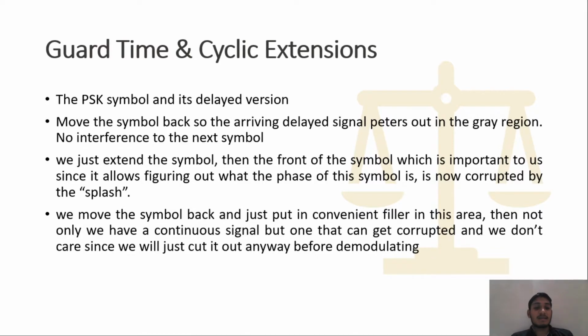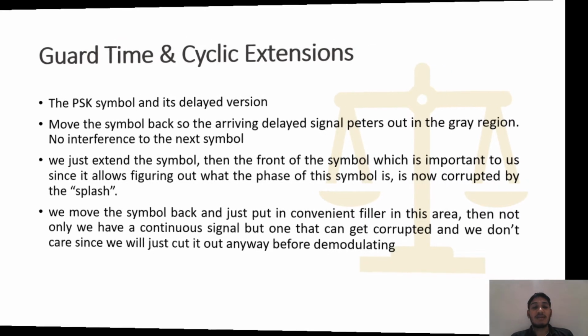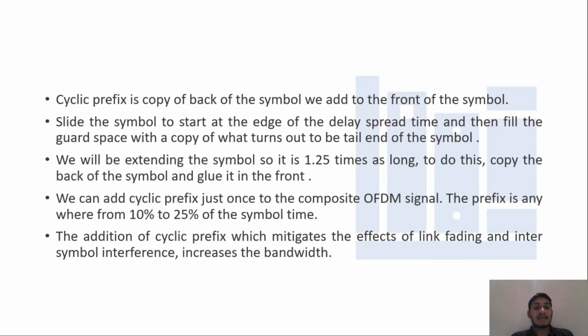Now, the front is corrupted by this delay, so we move the symbol back and just put in a convenient filler in this area. Then not only do we have a continuous signal, but one that can get corrupted. We don't care, since we will just cut it out anyway before demodulating. The cyclic prefix is a copy of the back of the symbol that we added to the front of the symbol.